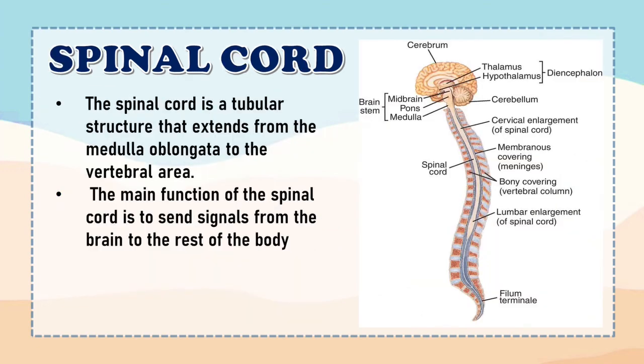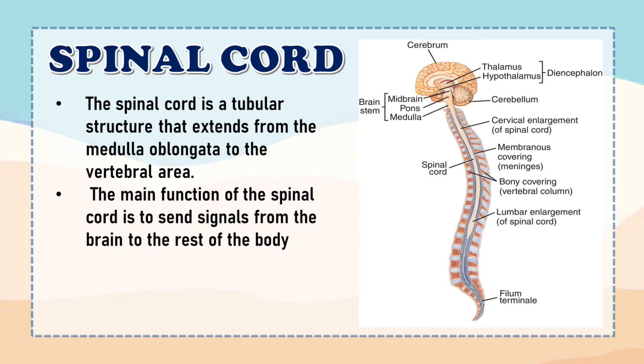Okay, so next we have here under the central nervous system as well is the spinal cord. The spinal cord is a tubular structure that extends from the medulla oblongata to the vertebral area. The main function of the spinal cord is to send signals from the brain to the rest of the body. We can say that the spinal cord is like a thick electrical cable that carries messages back and forth between your brain and your body.